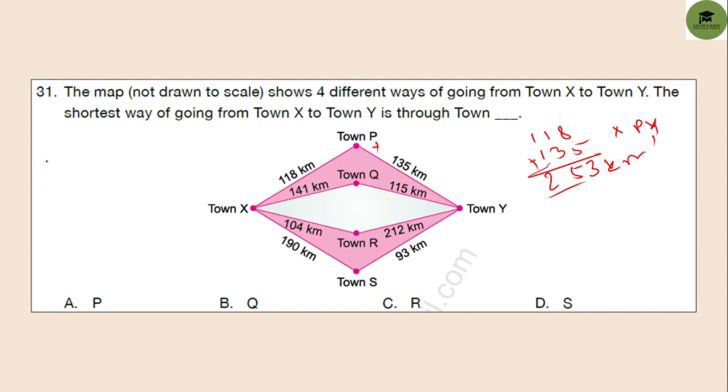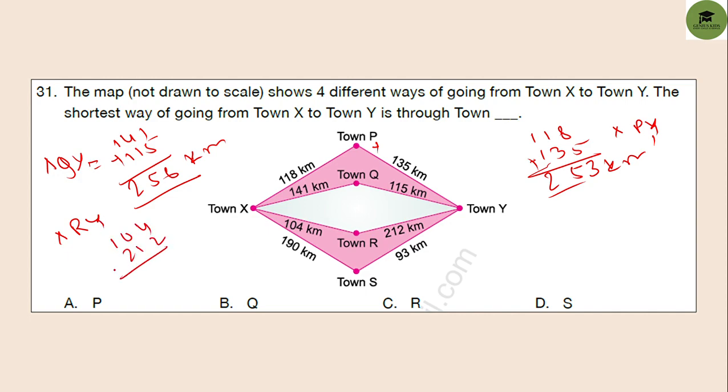XQY, it will be 141 plus 115. So this will give you 256 kilometers. Okay. XRY, 104 plus 212, so it is 316 kilometers. And XSY, it is 190 plus 93, 283.